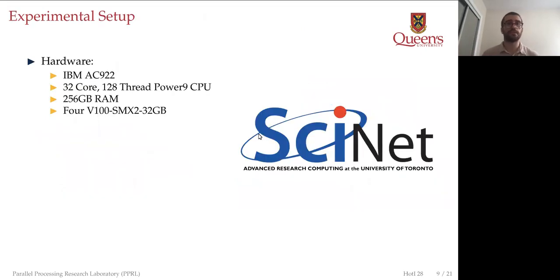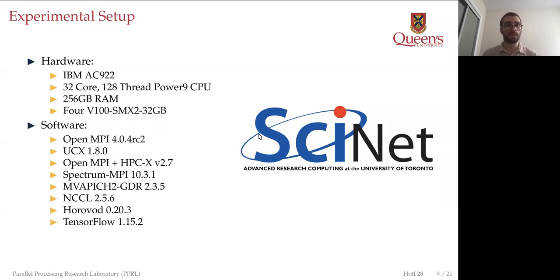So we used the systems at the University of Toronto at SciNet, and these are IBM Power 9 systems with 4 V100 GPUs. And this is the software setup we used. We used OpenMPI and UCX, and then we compared it to a few other MPI implementations and NCCL. And then finally, we evaluated it with Horovod and TensorFlow.